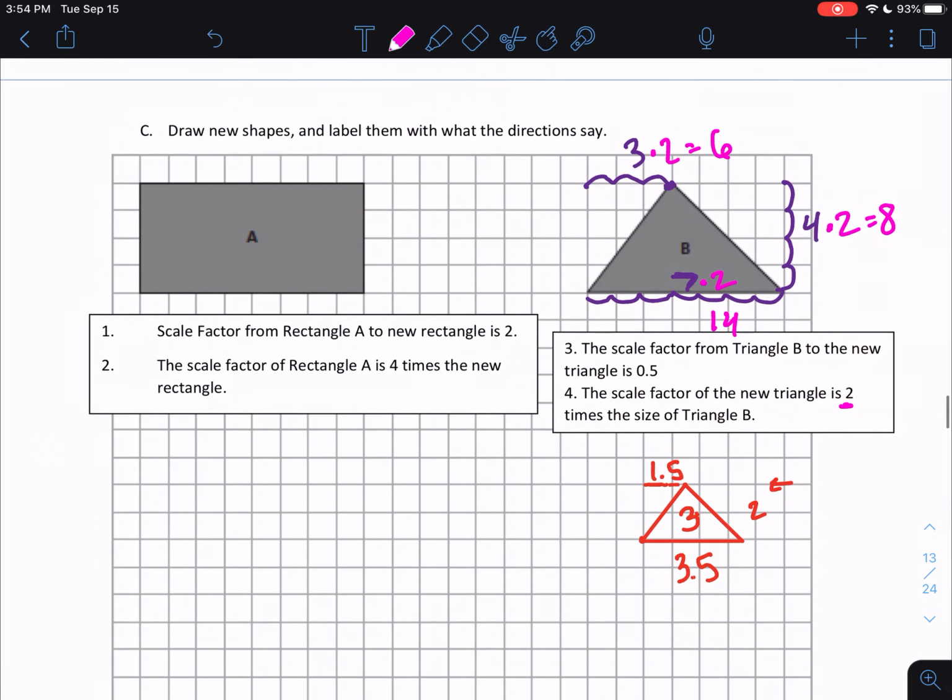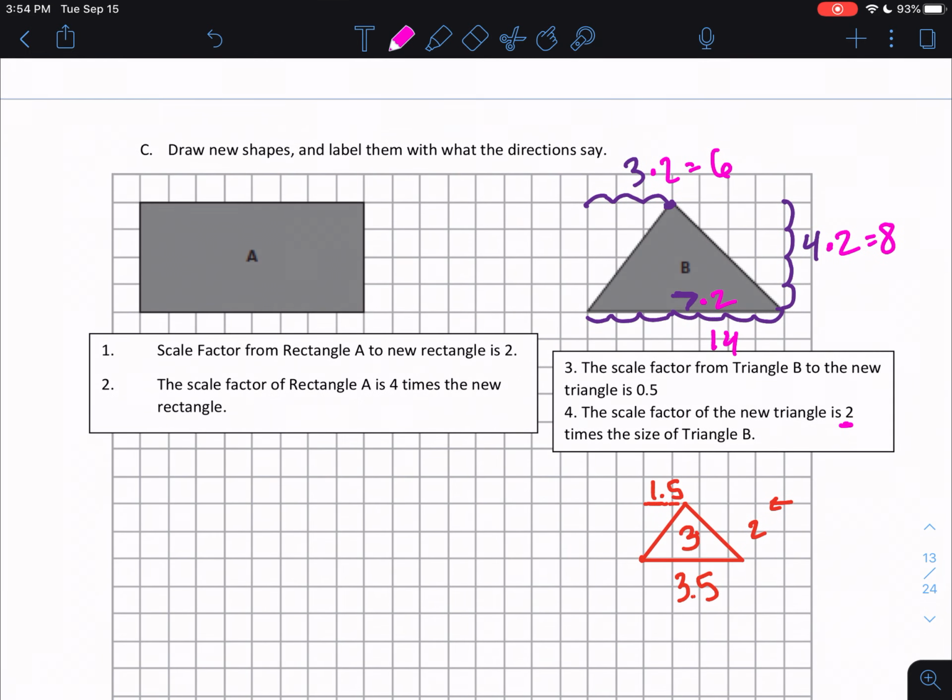All right, so you are going to do rectangle A. So the scale factor from rectangle A to the new rectangle is 2. And then be careful on the second one. The scale factor of rectangle A is 4 times the new rectangle. So that means this next one, the second one, has to be really small. So go ahead and pause and do those 2 rectangles.